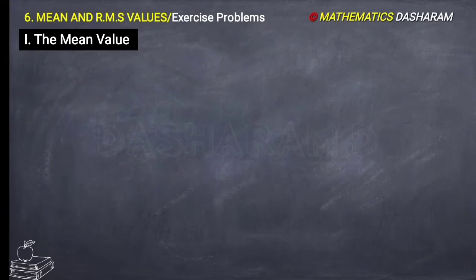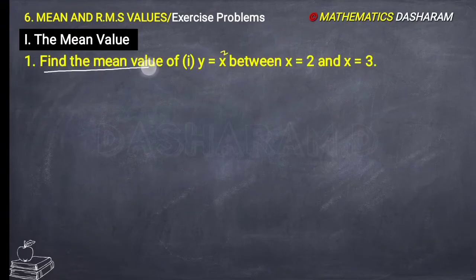So the first bit is finding the mean value. First question is: find the mean value of y equals x square between x equals 2 and x equals 3. So here y equals x square is a function, that is the curve, and x equals 2 is a and x equals 3 is b, that means limits. So what is asked: find the mean value.